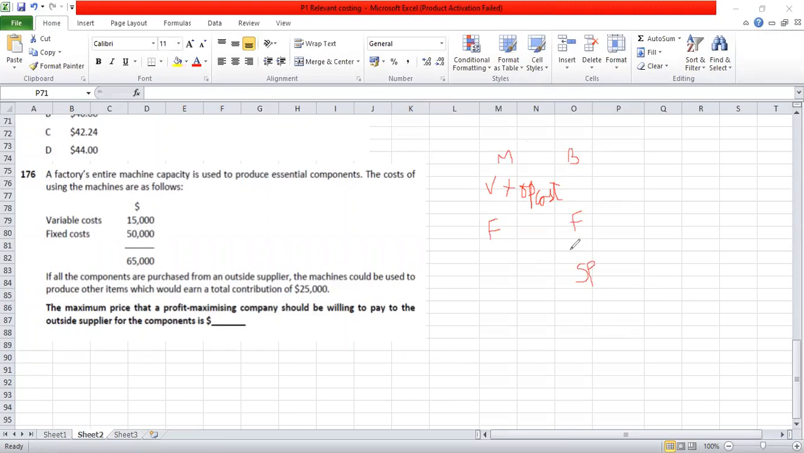Now the supplier's price is not given so that we can choose this one or that. The question is asking what should be the maximum price charged by the supplier. The maximum price is to the extent that it is variable cost plus the opportunity cost. Anything below that is beneficial. If it is exactly this maximum, that is the indifference point.